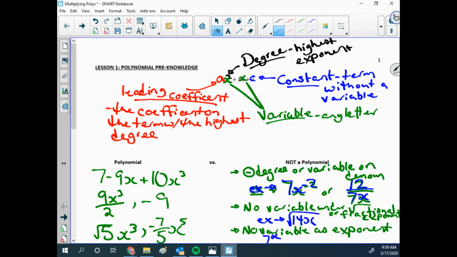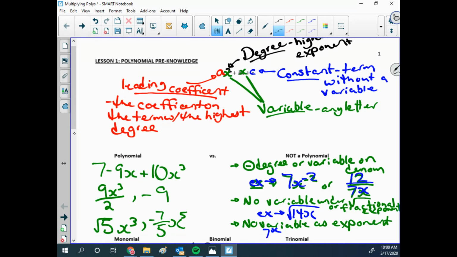So it's been a while since we've been in math class. So I'm going to do a quick review of what we were talking about, looking at polynomials. And then I will continue where we left off, which was multiplying polynomials. So a quick review of what a polynomial is.